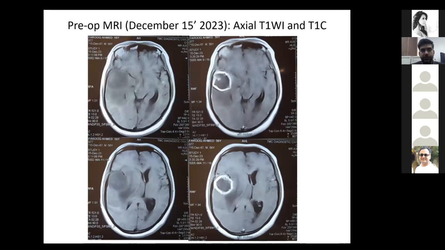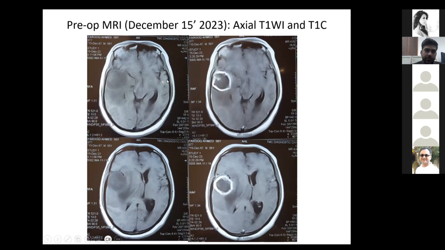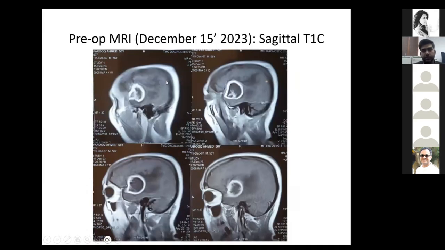So in the left peri-insular region, there is a small, tiny enhancing nodule. I don't know if it is artifactual or due to how the pictures are captured, but there is another tiny nodule which I can appreciate in this. So please go ahead, the next slide.